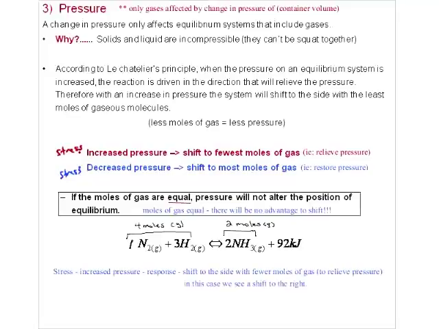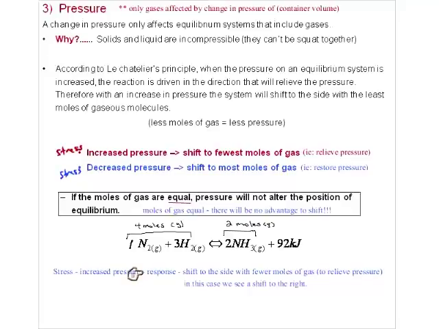Okay, so here's an example. We've got this reaction where we've got nitrogen plus 3 moles of hydrogen gas produces ammonia gas. Now, if we add up the number of moles of gas here, we've got 3 and 1 for a total of 4 moles of gas on the reactant side and 2 moles of gas on the product side. So if we increase the pressure, the response is to try and get rid of that pressure. And we know that if we make less gas, we have less pressure.